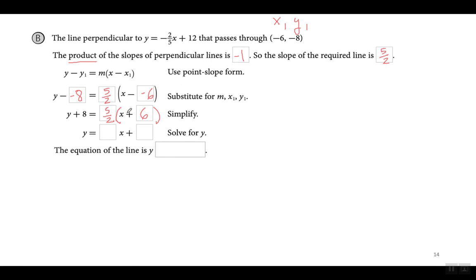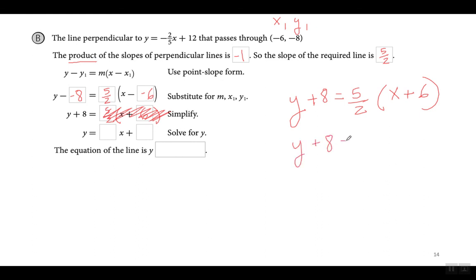Okay, now when you do... My bad. Hold on. They kind of skipped a step here. That's why I got confused. Hold on. Let me write it over here. Y plus 8 equals 5 over 2 x plus 6. They skipped a step, and I wasn't sure what they wanted me to write.